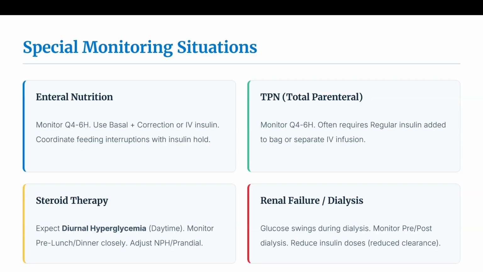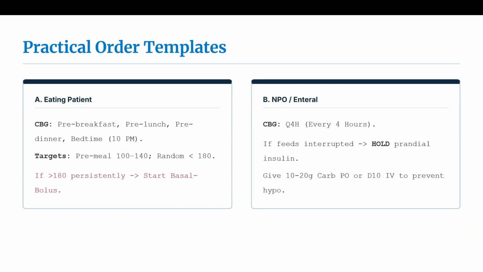If the patient is on total parenteral nutrition, again check every 4 to 6 hours. It requires regular insulin added to the bag or a separate IV infusion to prevent hyperglycemia. And again, renal failure and dialysis patients have glucose swings during dialysis. Monitor pre and post dialysis and reduce insulin doses. Try to avoid prandial doses of insulin if the patient is on dialysis or on the day of dialysis.